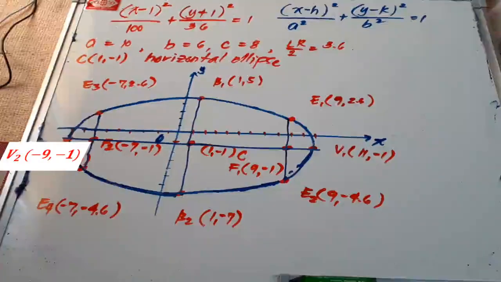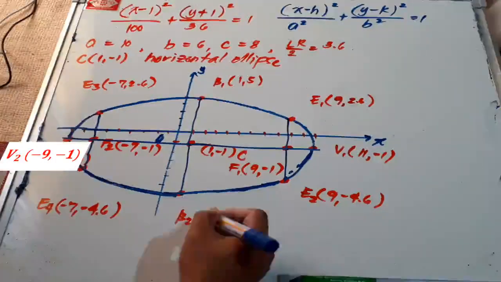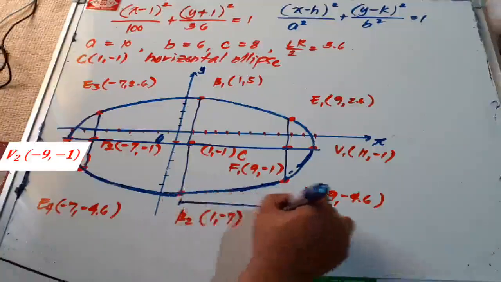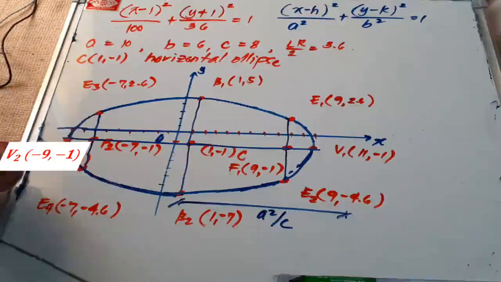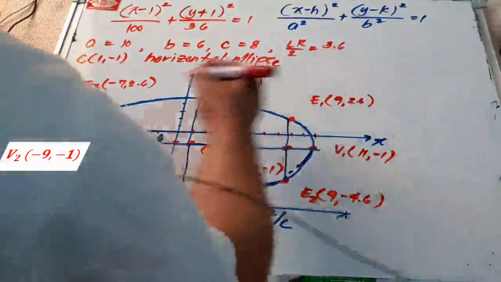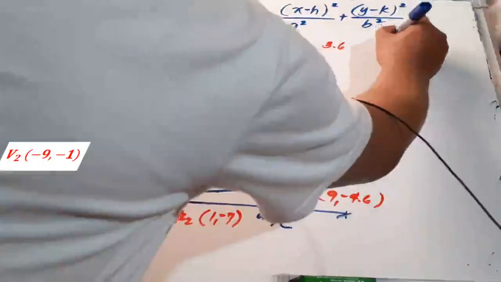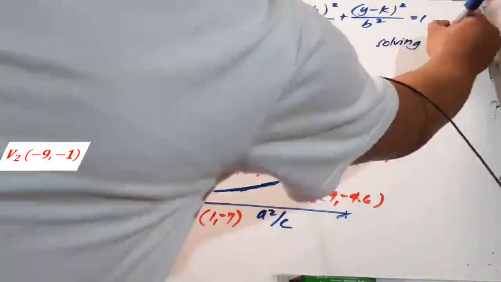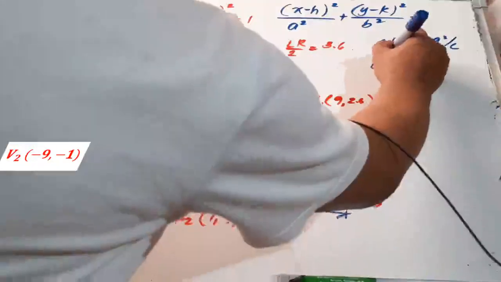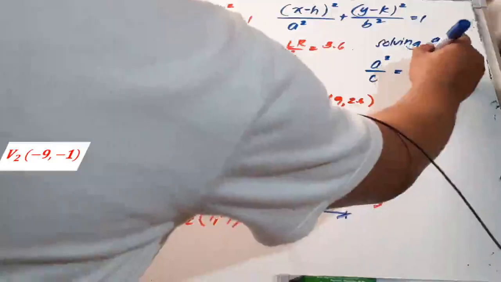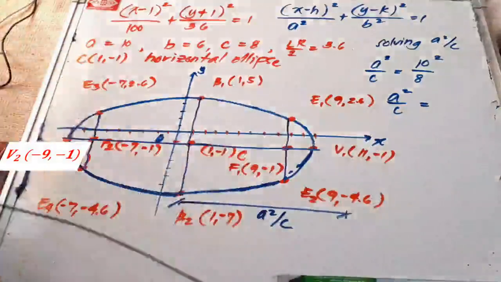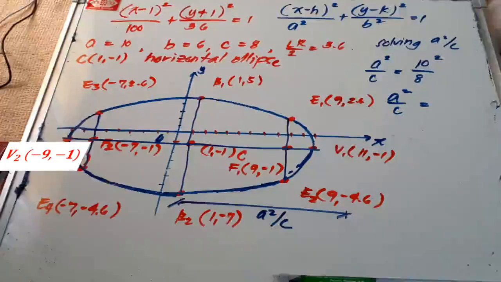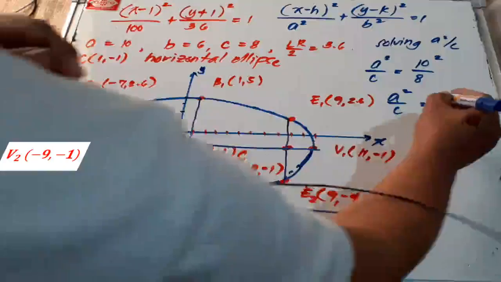For the equation of the directrices, kailangan alamin muna natin yung kanyang horizontal distance from the center of the ellipse. Ito yon. Alamin natin, that is a squared over c. Okay? Paano kuha yon? Solving the value of a squared over c. A squared over c, that will be 10 squared over 8. Okay? So therefore, a squared over c equals, that is 100 divided by 8 equal to 12.5.